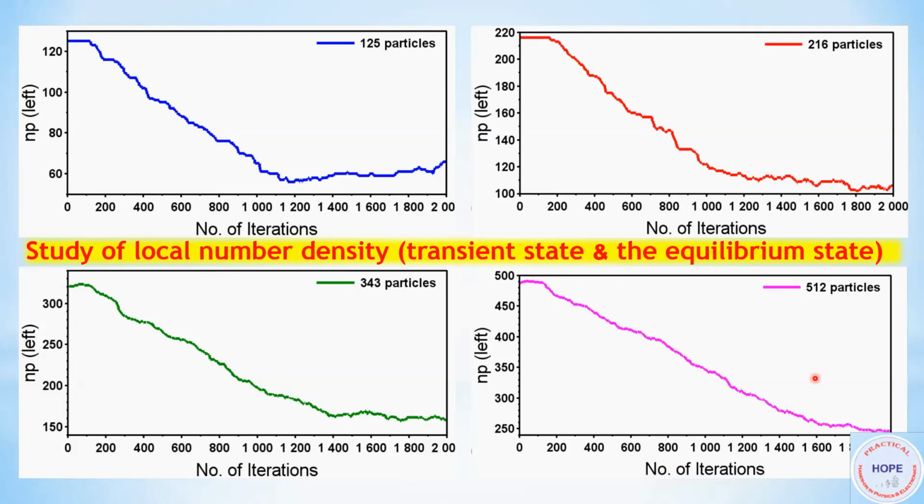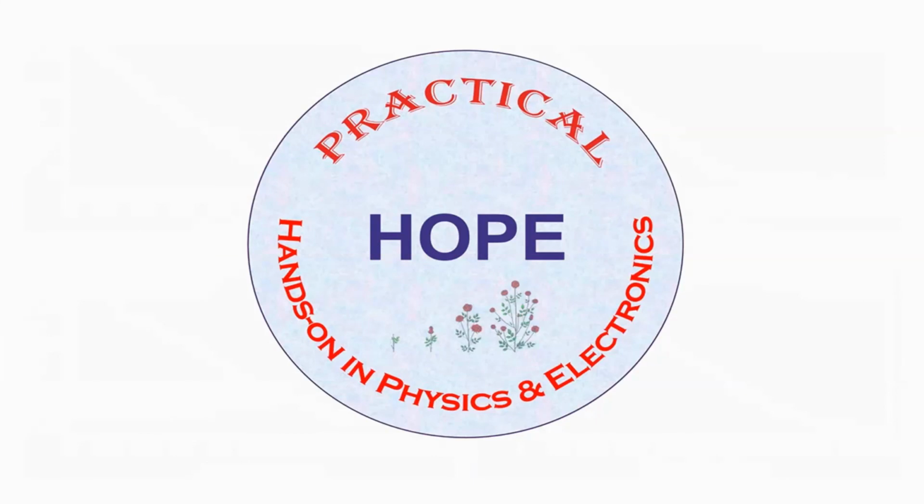Now, of course, this NP is not the number density. Actually, it is the number of particles, but you can anyway divide it by the volume and get the number density. So, this local number density, how it is varying during the transition state and what is its variation in the equilibrium state for different numbers of particles, that you can study. These are some applications of molecular dynamics simulations. There can be many more things that you can do with molecular dynamics.